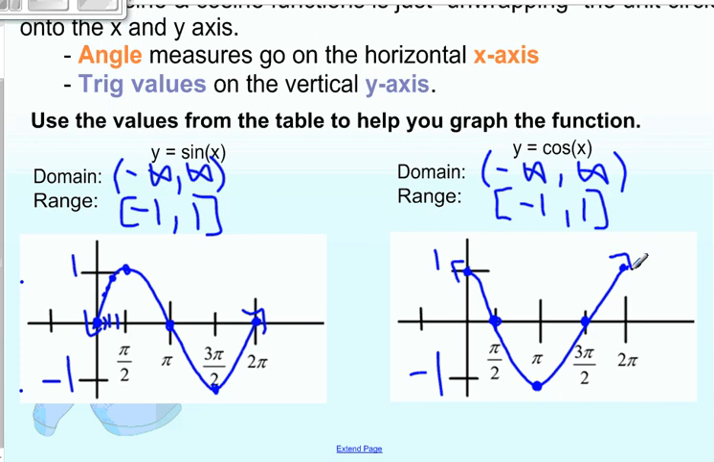Now every cosine graph that you draw in this class will look like that. It might be a little steeper, it could be narrower, it could be wider, but it's going to generally look like that. It might shift to the left or the right. The same thing with the sine function. It's always going to look like this, and there's always going to be 5 points. It might be wider, it might be skinnier, but it will always look like that. That will be the shape.